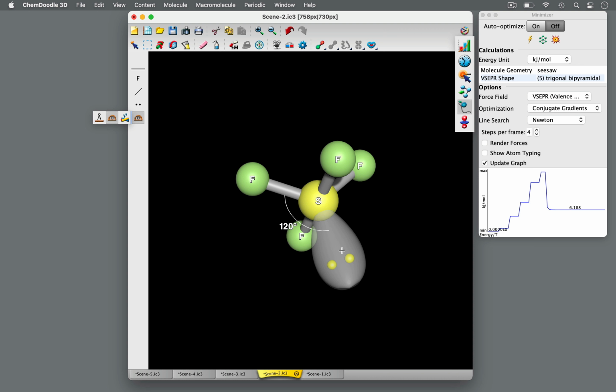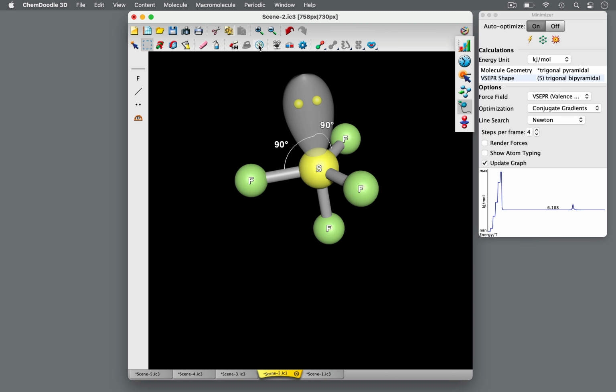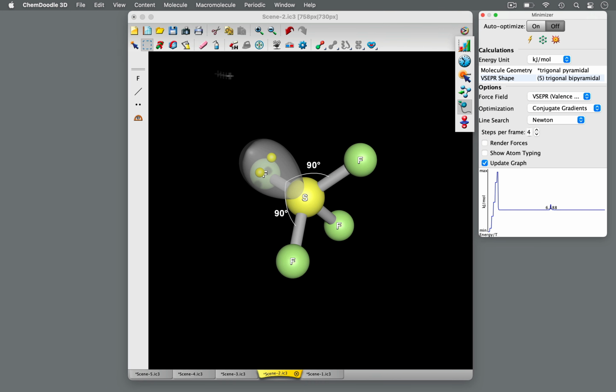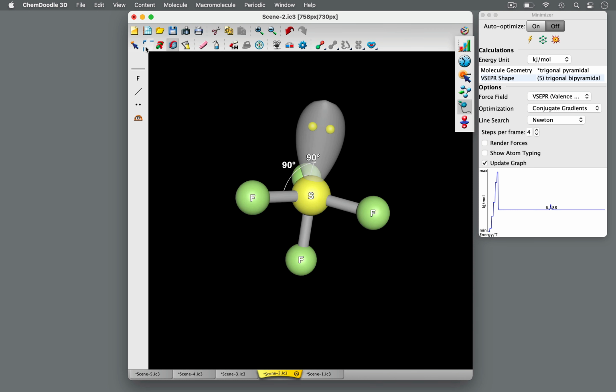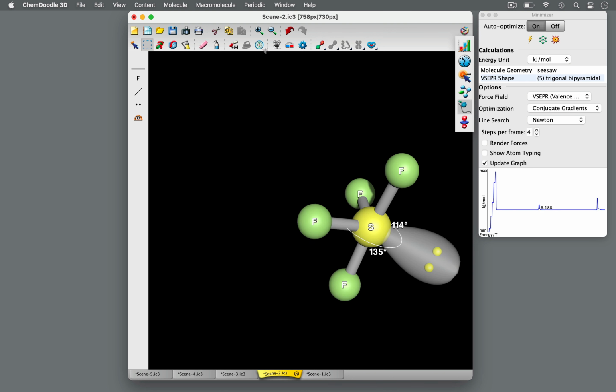In the equatorial position, the lone pair has more space, therefore less repulsion, as it is 120 degrees from either equatorial fluorine. If the lone pair was in an axial position, it would have less space, and therefore more repulsion, as it would be only 90 degrees from another atom. So the lone pair prefers to occupy an equatorial position.